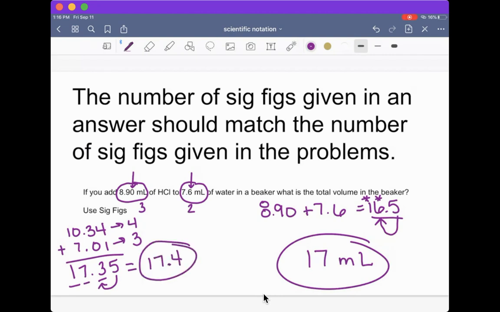Okay, why don't you take the next couple of slides and practice? If you're struggling with significant digits, please send me a reminder or jot down your question to either ask me in class and we can work through it in class, or we can get on a Google Meet.